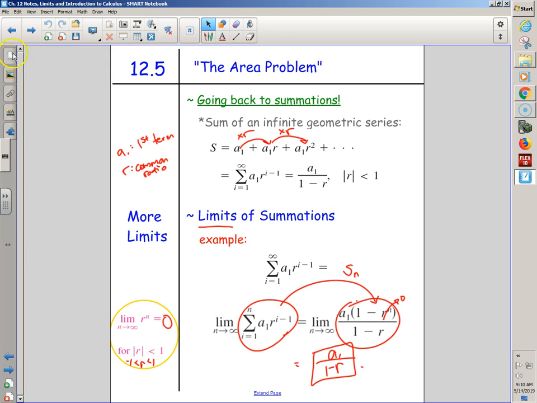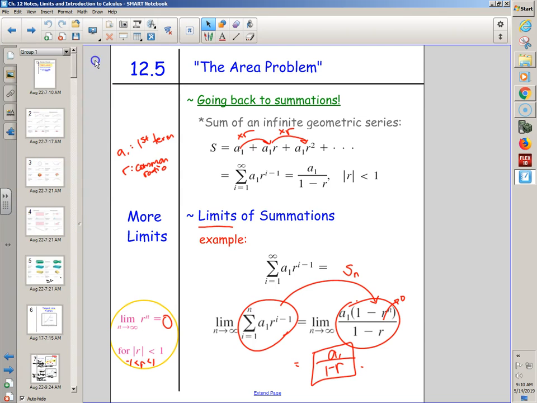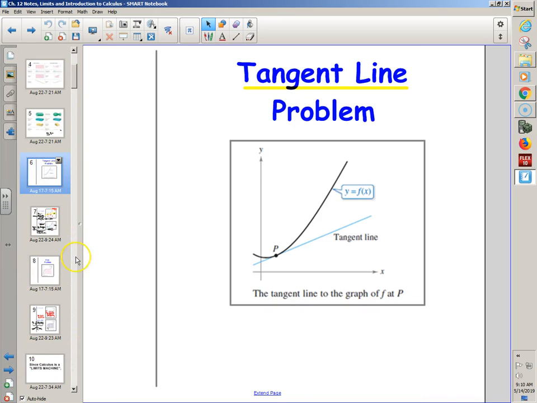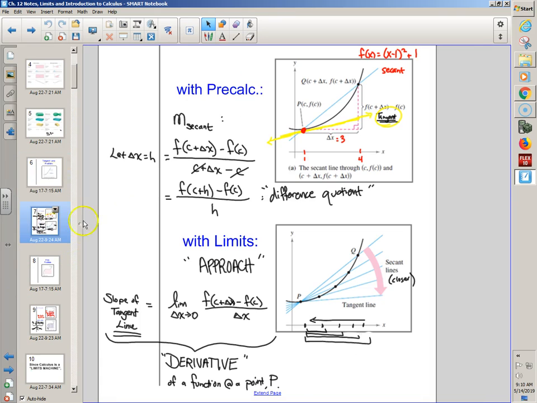At the very beginning, we were talking about the two big problems of calculus. And the first big problem was tangent lines. But we said, hey, secant lines, difference quotient, take a limit as the separation from the tangent to the secant goes to 0. That's called a derivative. And we've talked about that in section 12.3 especially.